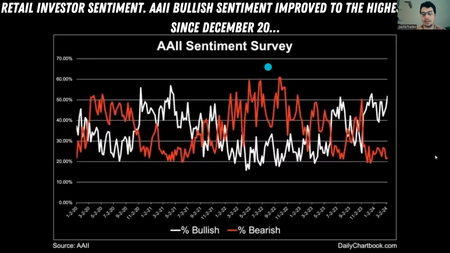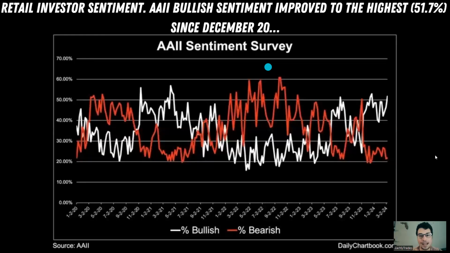Now, when you look at retail investor sentiment, the AAII bullish sentiment improved to the highest since December of 2020. Oftentimes, this can be looked at as an inverse indicator. That's how some people tend to look at it. And so it's pretty bullish right now, at levels that we haven't seen in a while. So maybe that's a contrarian indicator potentially here that maybe things are getting a little bit too frothy. Maybe everyone's a little bit too bullish and we could be due for a little bit of a pullback.